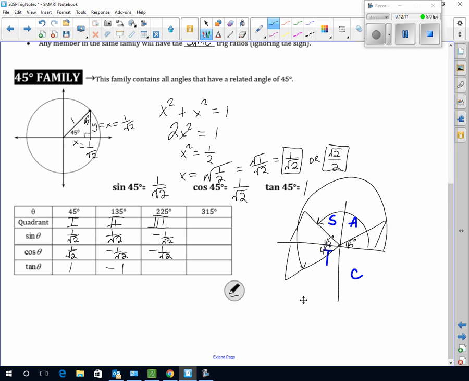Okay, again, I'm going to draw the 45 in the fourth quadrant and go all the way around. And that's 315 degrees. That's the related angle in that quadrant.